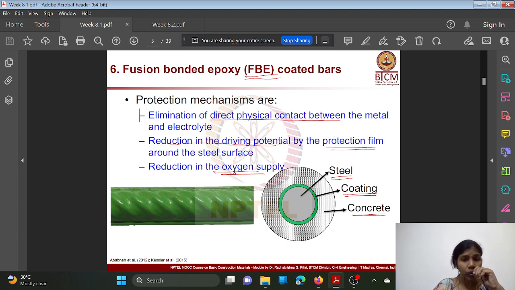Why does the reduction in oxygen supply play a major role here? Because the oxygen supply is the major cause for the corrosion of the rebars. That's why, by applying this epoxy coating, we are able to reduce the oxygen supply to the rebar, and hence reduce the rate of corrosion of the steel rebar. This is the protection mechanism we can see in fusion bonded epoxy coated bars.